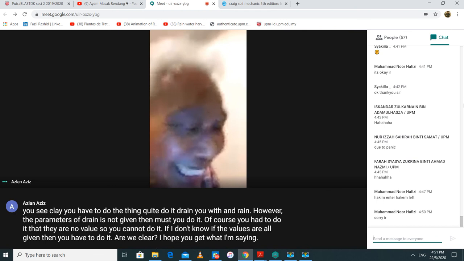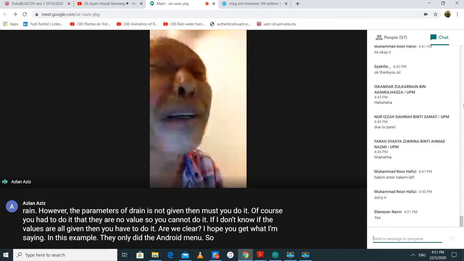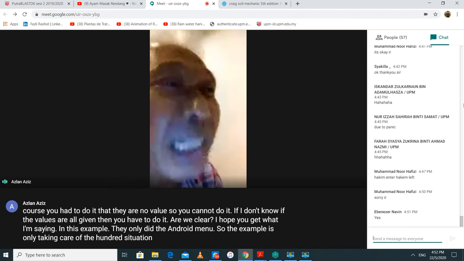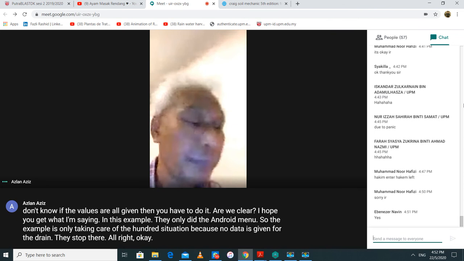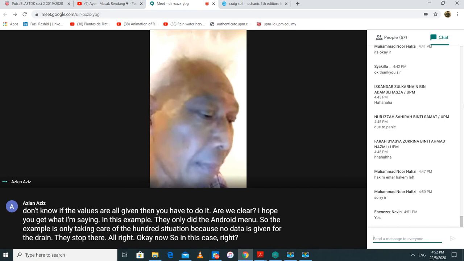In this example, they only give the undrained value, so the example is only taking care of the undrained situation. Because no data is given for the drained, they stop there. Now, in this case, D over B is equal to 2.